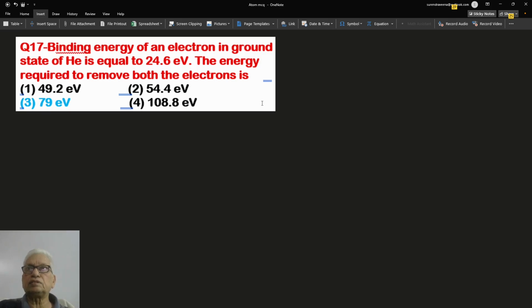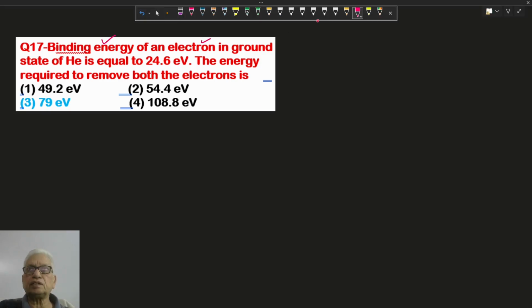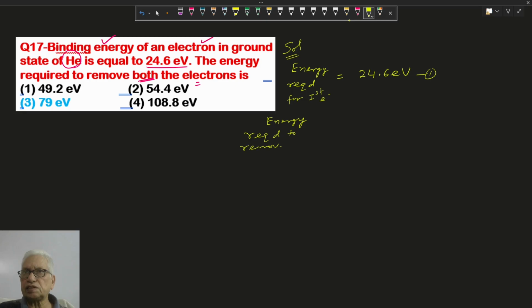Hello, in this question, the binding energy of the electron in the ground state of helium is given here as 24.6 volt. We need the energy required to remove both the electrons. So first, remove the first electron. The energy required, given in the question for the first electron, is 24.6 electron volt. Now the energy required to remove the second electron is given by 13.6 electron volt upon n square, and here is Z. This is the formula.